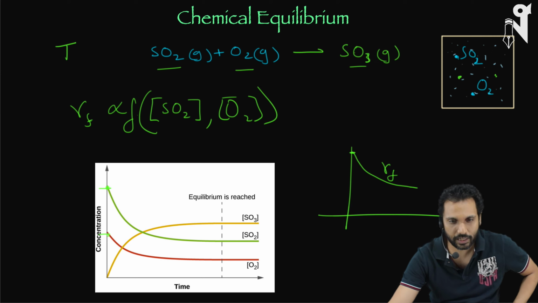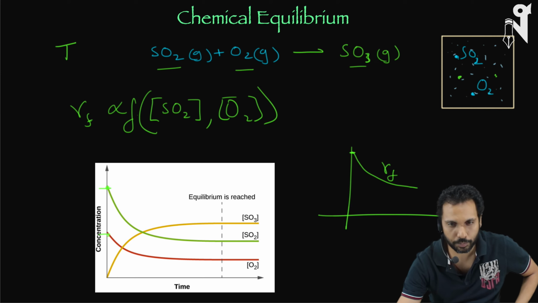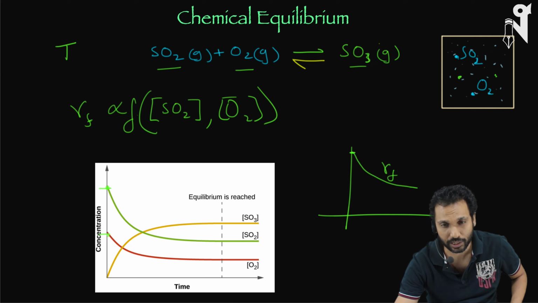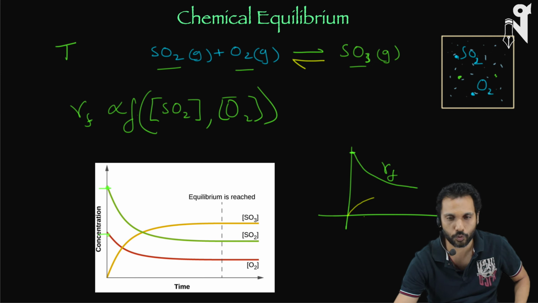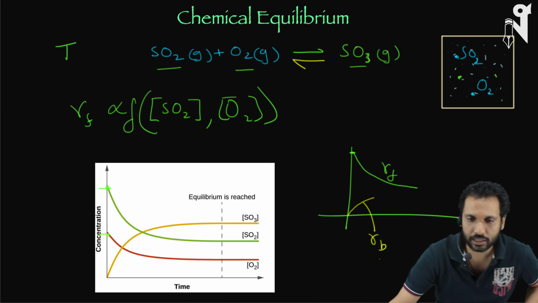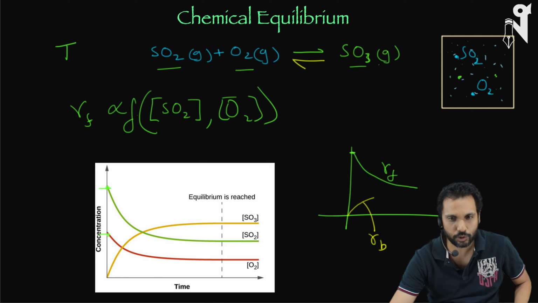Now SO3 is getting formed, and let me put the backward reaction as a yellow arrow. The rate of that would be quite low. Why? Because the SO3 itself is very less, but then the backward reaction rate is going to grow up, it is going to go up and grow. Why? Reverse or backwards reaction is going to increase because SO3 eventually is becoming more and more and more.